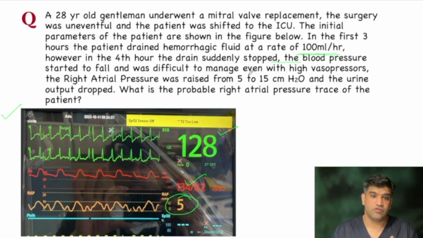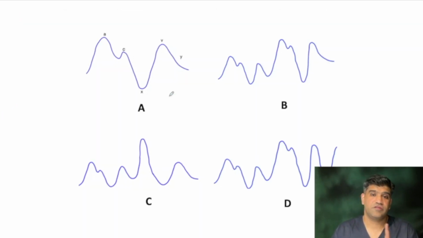The blood pressure started to fall, and it was difficult to manage even with high dose of vasopressors. The right atrial pressure, which at the time of shifting was 5 cm of water, suddenly rose up to 15 cm of water, and the urine output of the patient also dropped. What is the probable right atrial pressure trace of the patient? So there are 4 choices. First, we have to establish the diagnosis of this patient. Then we have to correlate the diagnosis with one of these 4 choices.